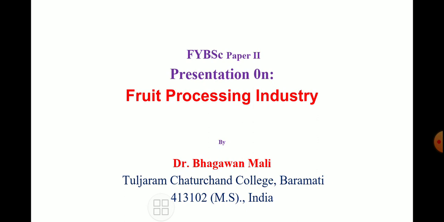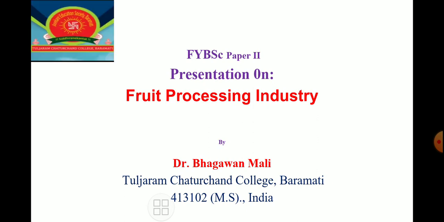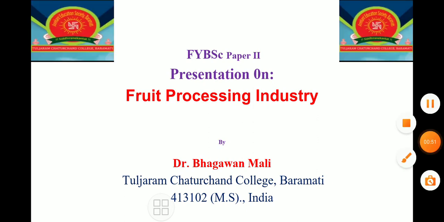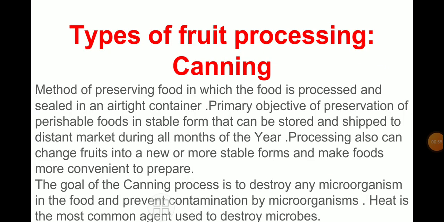Again, today in this lecture, we have to study another two types. The first type is canning. What is canning actually? You have to keep in mind that canning is nothing but processed fruit which is sealed in an airtight container. That is known as canning.